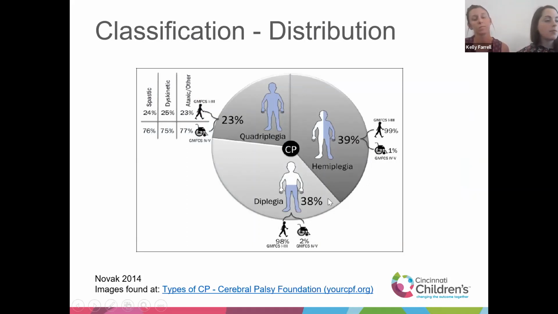They can also have what we call diplegic cerebral palsy. That's where both of their legs are affected. And then hemiplegic cerebral palsy, where they have one arm and one leg on the same side that is affected. About 39% of cerebral palsy is hemiplegia, 38% is diplegic cerebral palsy, and 23% is quadriplegic cerebral palsy.